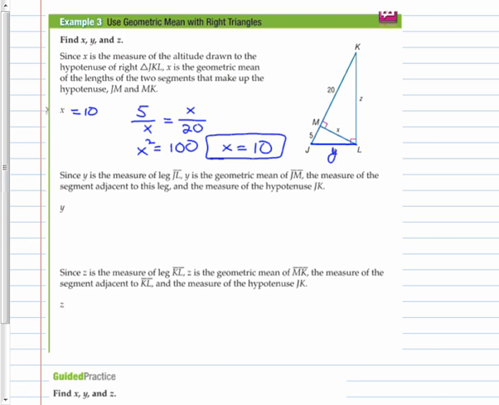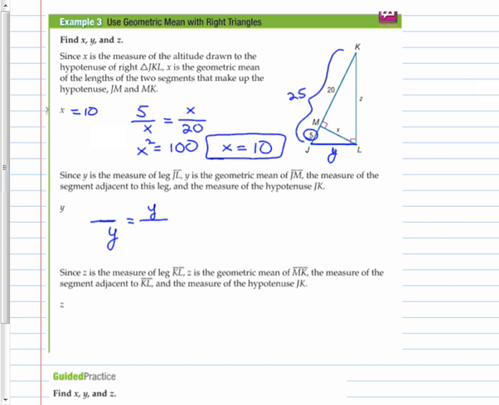It's the measure of a leg of the original. That means it is a geometric mean between the whole hypotenuse and the segment of the hypotenuse next to that leg. Now that whole hypotenuse would be 25. So if I want to figure out what Y equals, I am going to put Y in the geometric mean position.